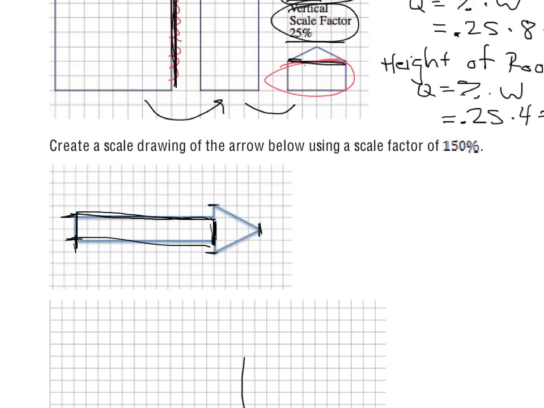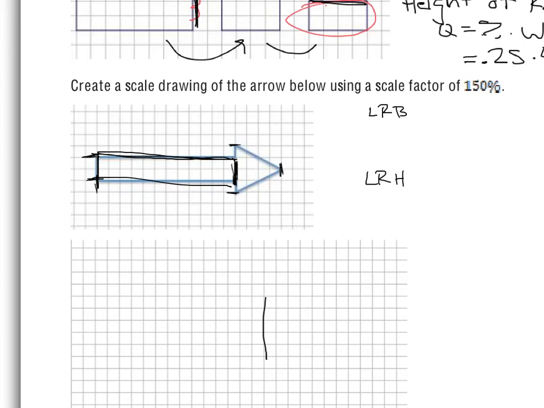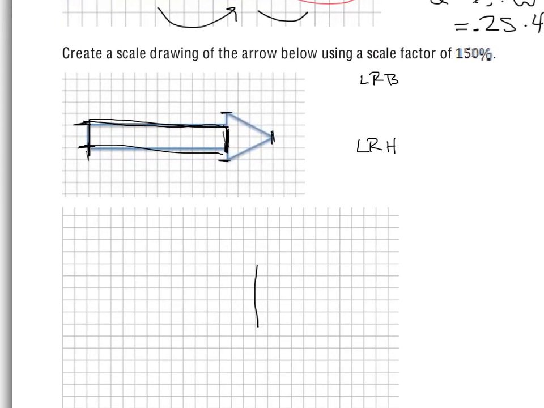So I might call them the length of the rectangle's base and the length of the rectangle's height. And then I think about just the arrow part. I might think about the length of the arrow and the length of the arrow's height. These are the four measurements that I need to enlarge using Q is equal to percent times whole. Go ahead and do that on your own.